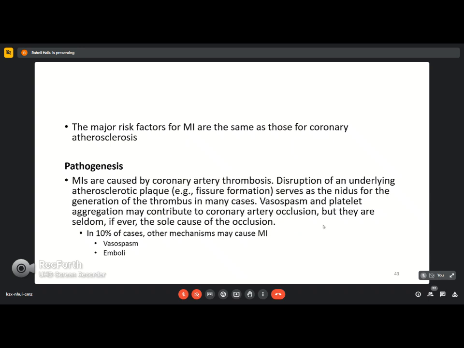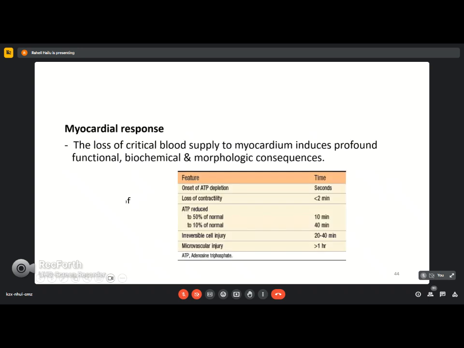So the major risk factors for MI are the same as those for atherosclerosis, modifiable and non-modifiable, because atherosclerosis is really the most significant cause of coronary artery disease anywhere. The others we talked about earlier, just coronary artery vasospasm or emboli from the vegetations inside the ventricles, account for only about 10% of the cases.